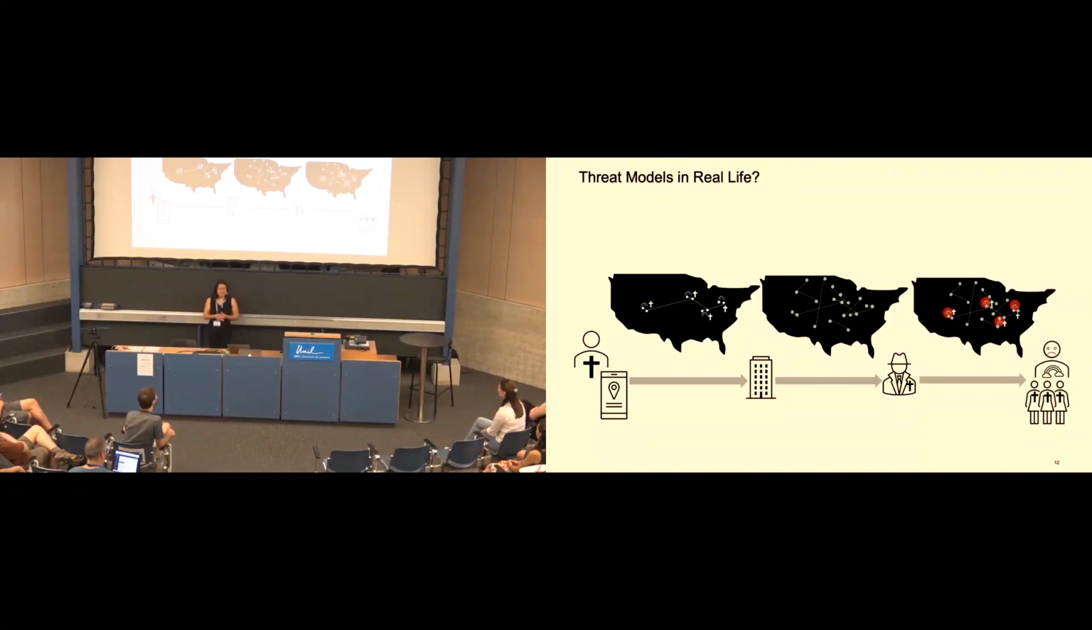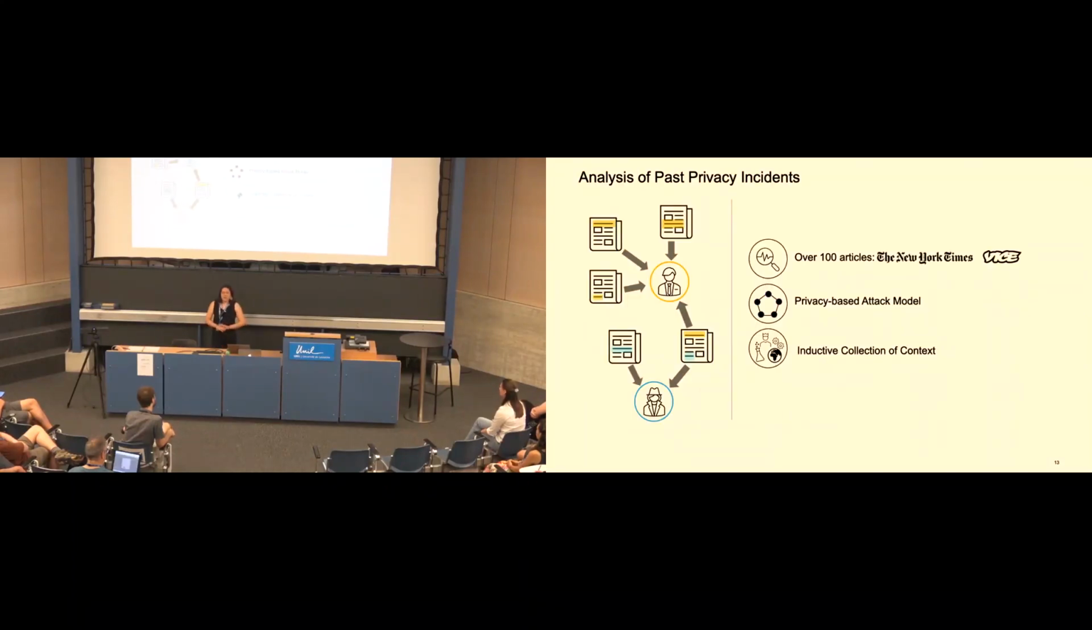So we can see from this example that the flow of user data can be a lot more complex than we initially expect when we're using these kinds of services. And so what we've done is we've analyzed over 100 examples of this by looking at newspaper articles from the New York Times and Vice that contained privacy-related incidents. And then we used qualitative coding to understand how these attacks are actually unfolding.